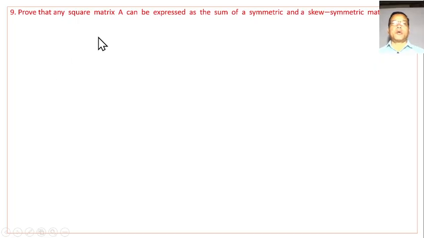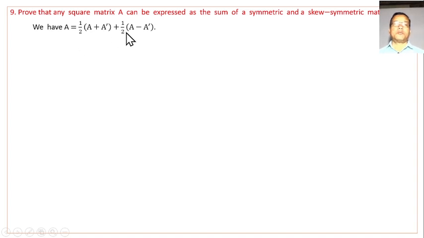Prove that any square matrix A can be expressed as the sum of a symmetric and a skew symmetric matrix. We have A equal to half of A plus A transpose plus half of A minus A transpose.